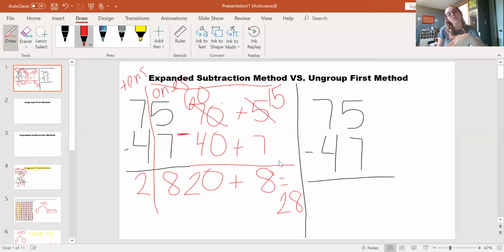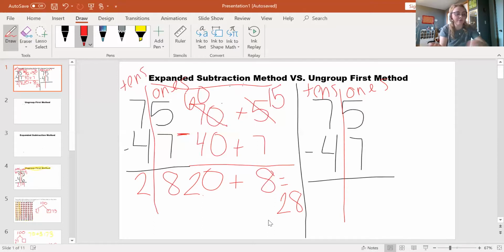Let's go over and try the ungrouped first method. So again, when we use the expanded method, we practice this so we understand what we're taking away, what we're borrowing. That's why Miss Mystic uses her 10s and 1s. It's an easier visual for us because we're going to go from doing this and get to the ungrouped first method. So now I look over here, and again, if you need, draw your 10s and 1s so you're organized.